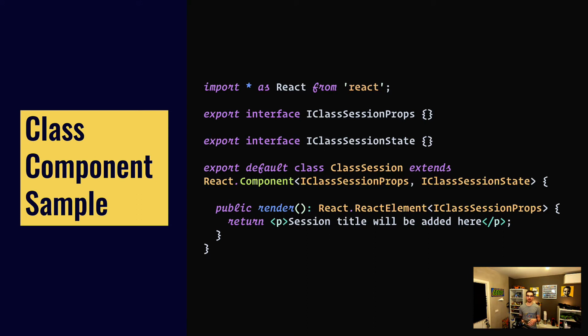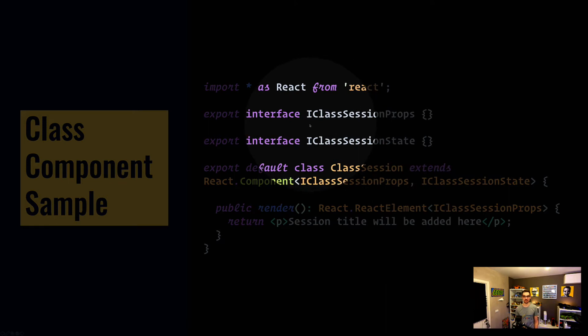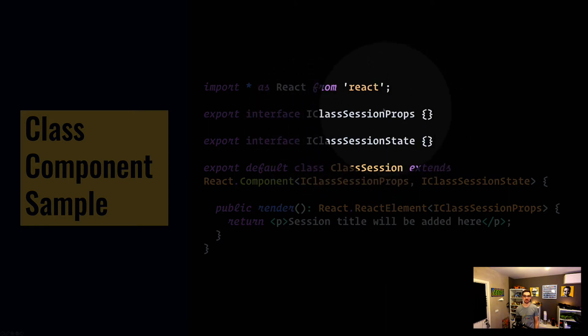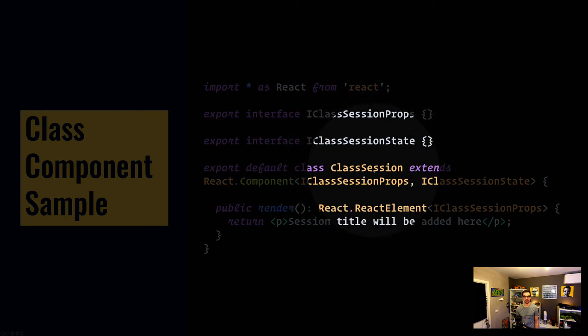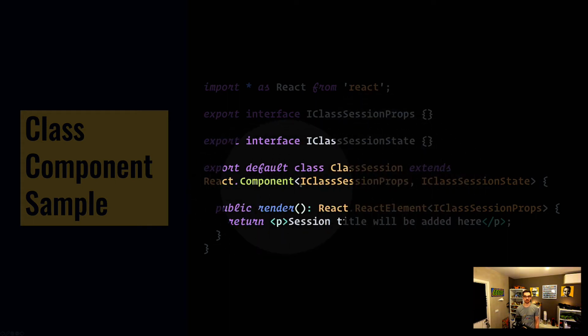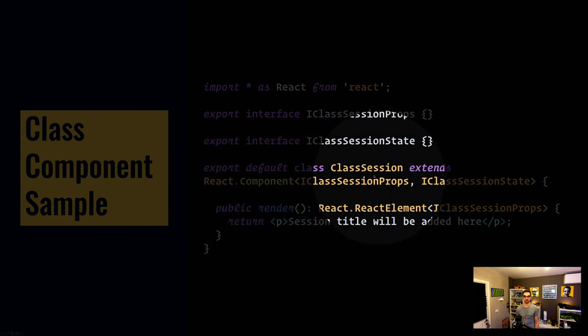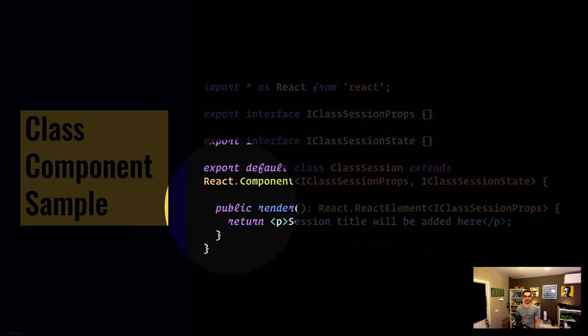So if you go back to the sample that we had before, we just showed that it was a function that returned a string. Now in this class component, it's very similar, but you see two new things. Here, two interfaces, a properties interface and a state interface. And here you have the class session component, which extends from React.Component with properties and with a state.